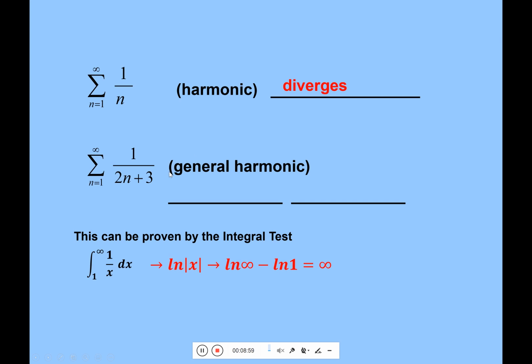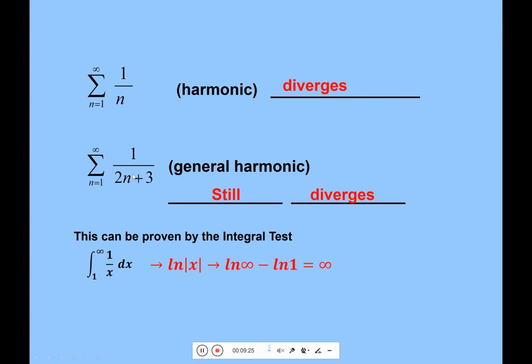Now, something that I want you to think about, notice this next example, it's 1 over 2n plus 3. So it's not 1 over n, okay, but it's essentially 1 over n, right? The power of n is still a 1. And so we're going to call this the general harmonic. And it still is a diverge. It doesn't matter if you multiply n by 2 or 10 or 100. It doesn't matter. If you add 1 or 2 or 3, it doesn't matter.